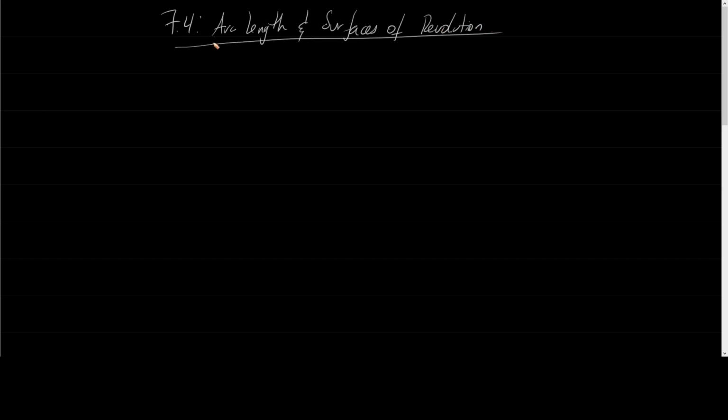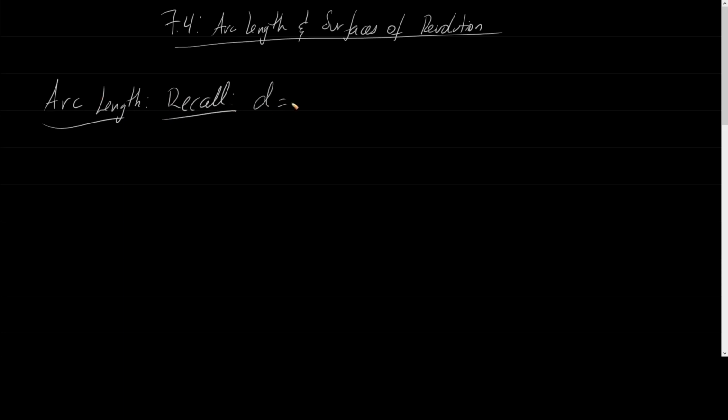This is Chapter 7, Section 4, which is arc length and surfaces of revolution. Alright, so let's start with arc length. And recall the following.